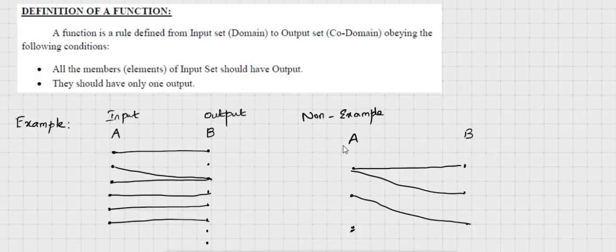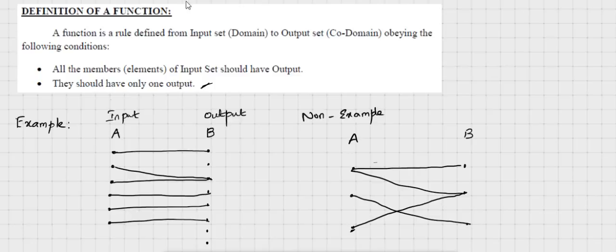Of course, if I am mapping like this, is this a function? No. Why? This input is having 2 outputs. Our condition is that they should have only one output, so that condition has failed. This is what a non-example for a function looks like.